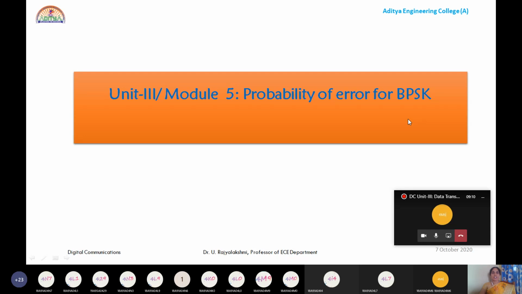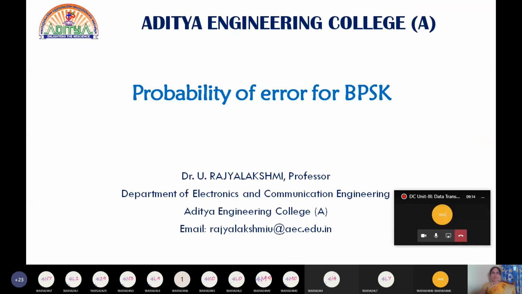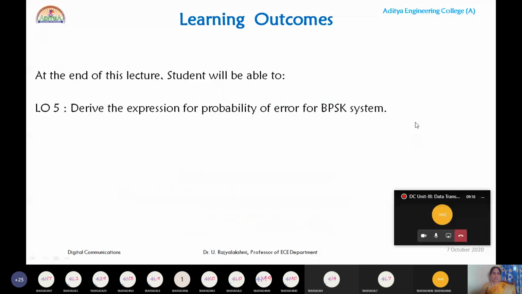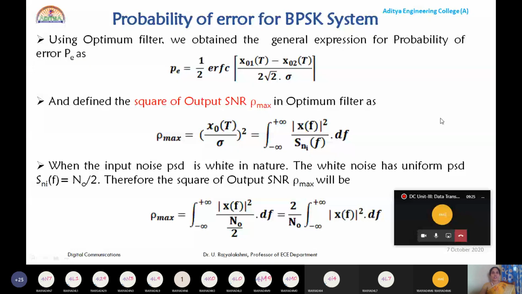So today we can calculate the probability of error for the binary PSK system. This is module 5 of your chapter 3. Here we can calculate the output SNR as well as the probability of error for the binary phase shift keying signal. Almost all of you follow the same procedure we did for the binary ASK system. First, make use of the optimum filter general expression for probability of error.